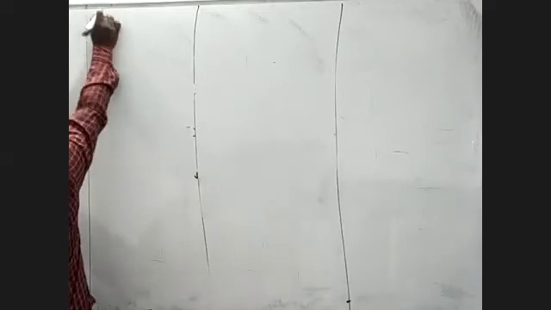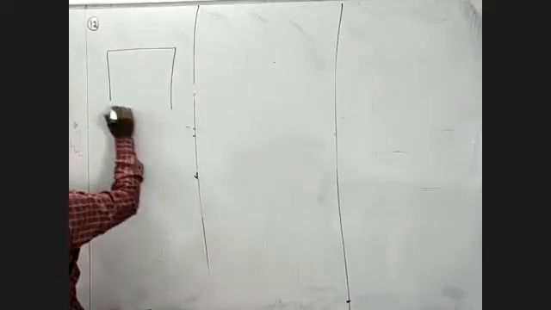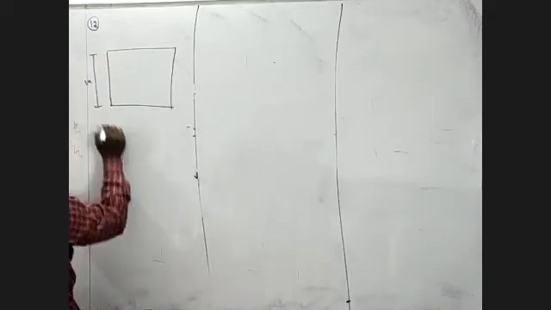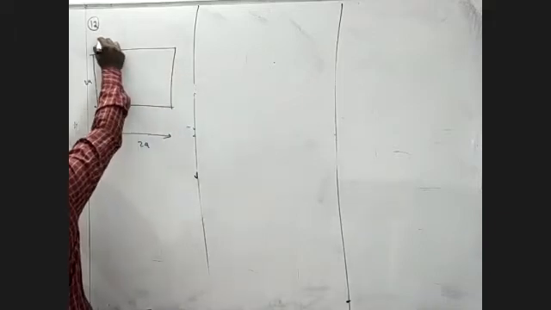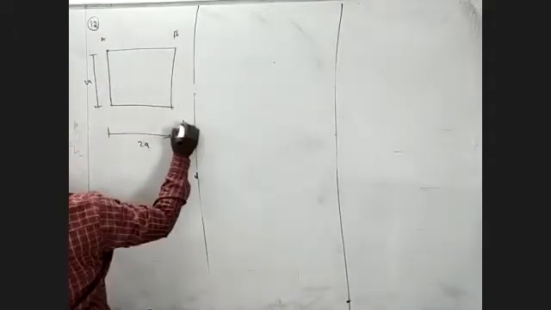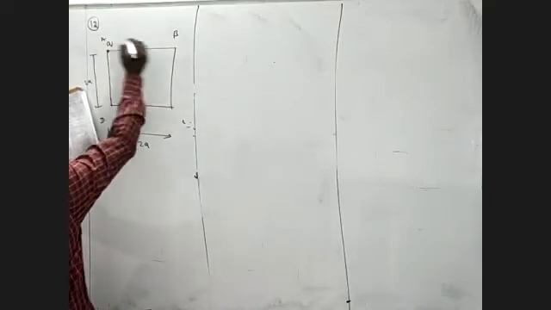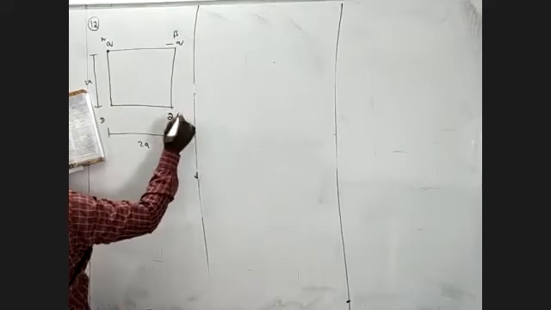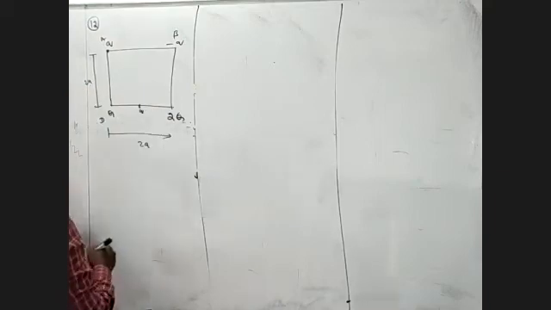Question number 12. This is a square. Distance from here to here is 2a, and from here to here is 2a. Outside there are points B, C, D. Here the charges are Q, minus Q, 2Q and Q. And a charge is placed at the center.